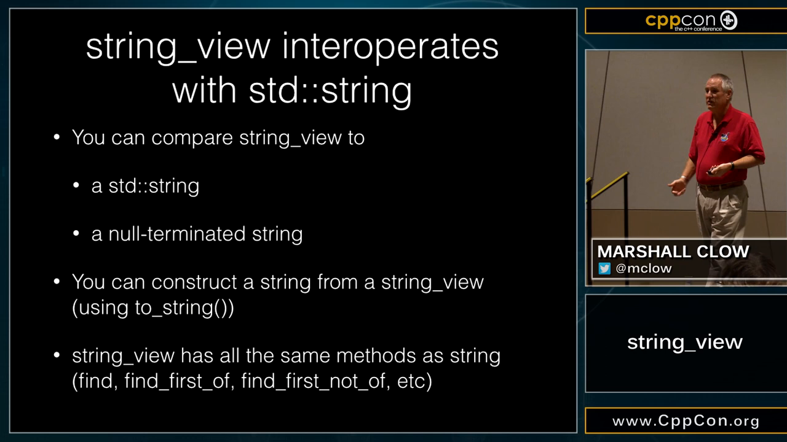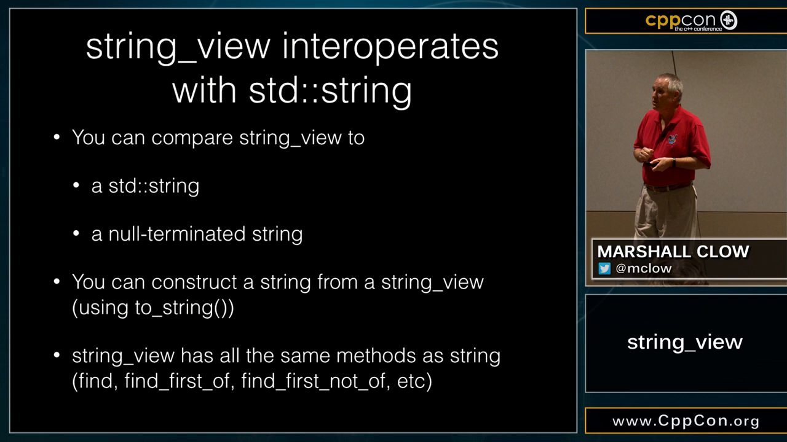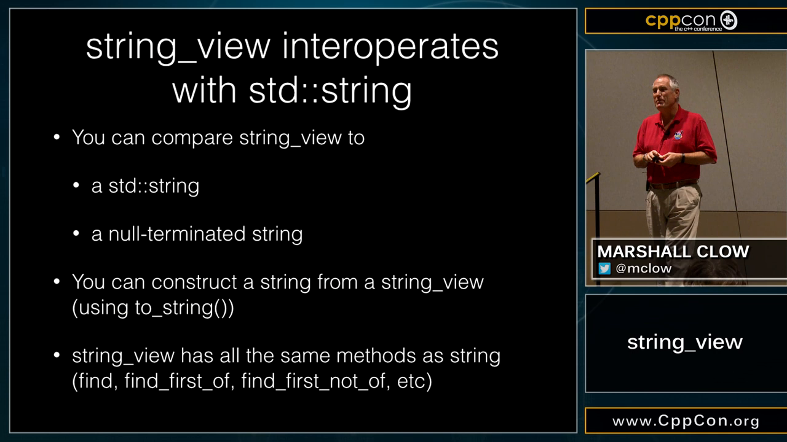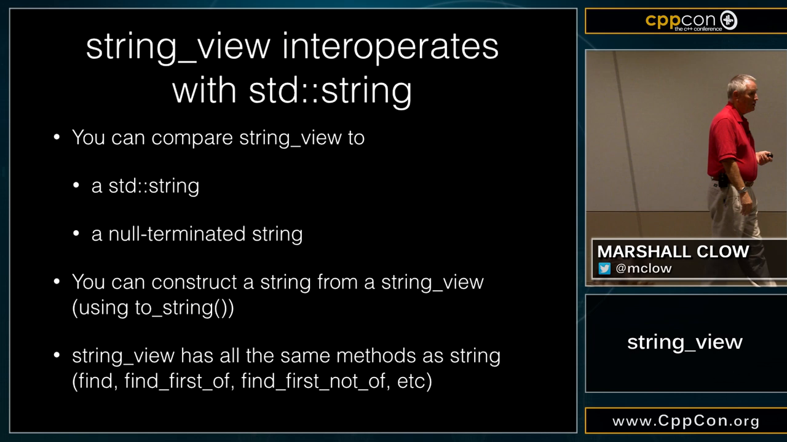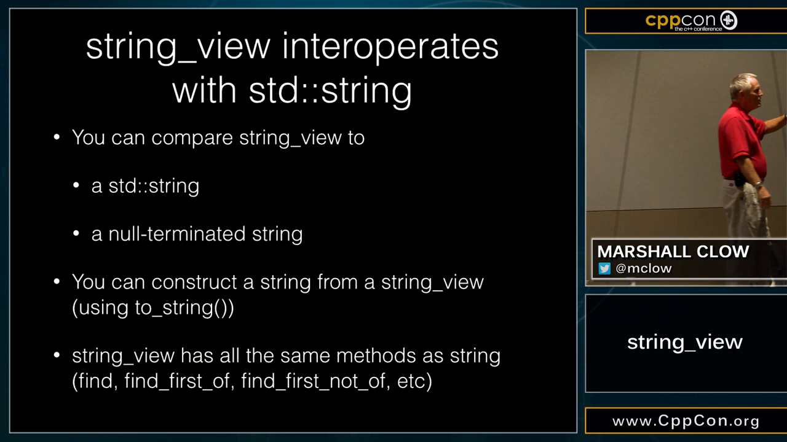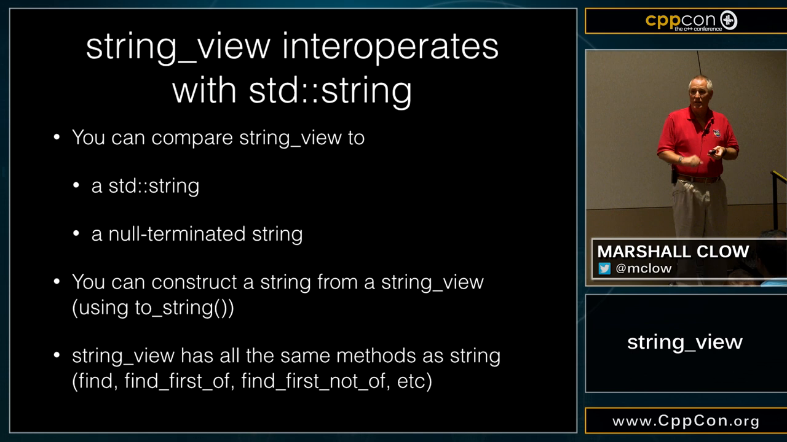Lots of people have thought, myself included, that the interface to std string was, politely put, a bit overdone. String view has the same interface in general. It was felt that it was more important to have the same interface than to say that string is a little overdone. It was meant to be a drop-in replacement. Yes?